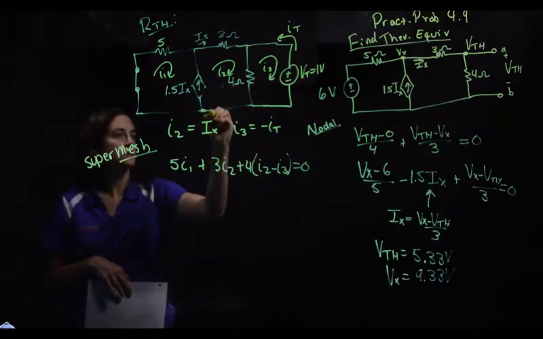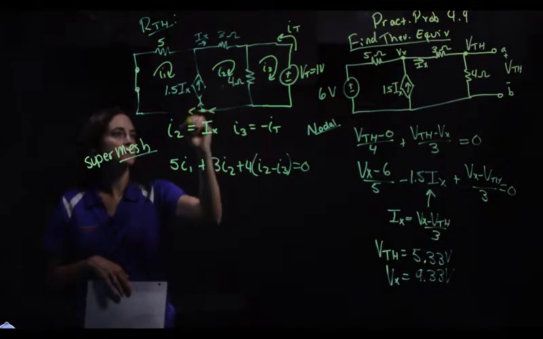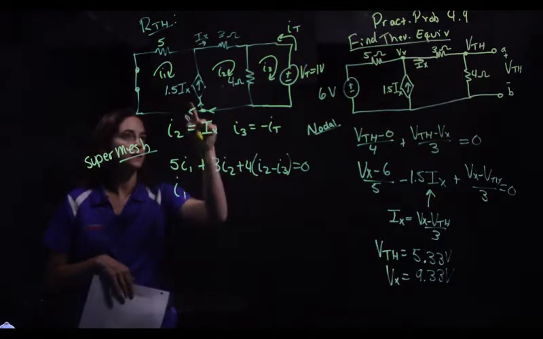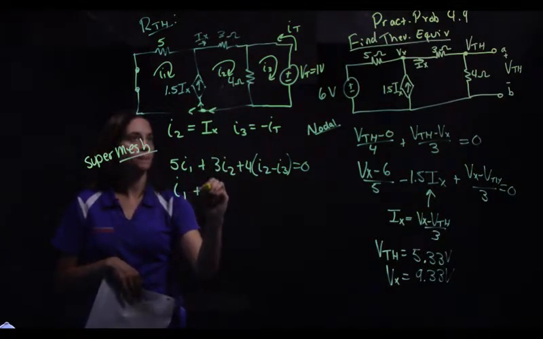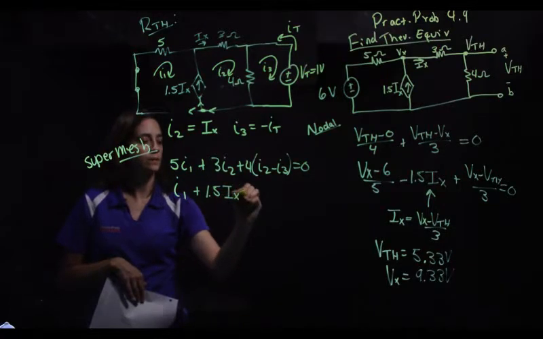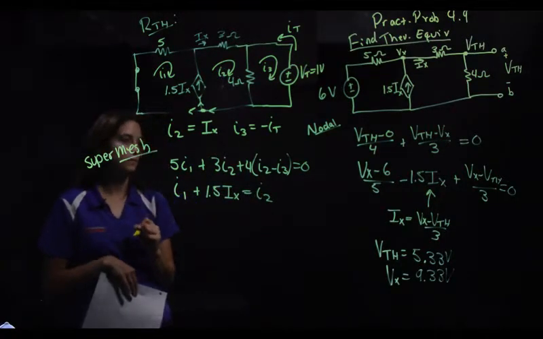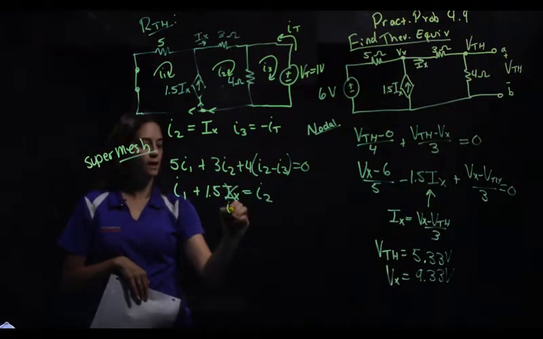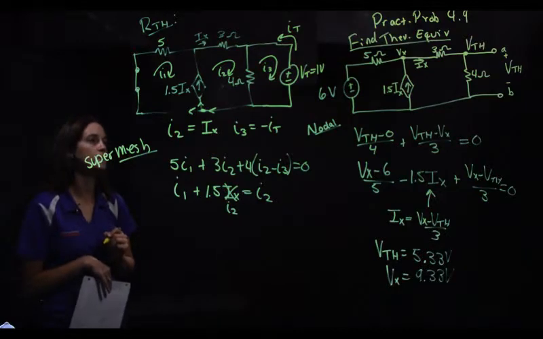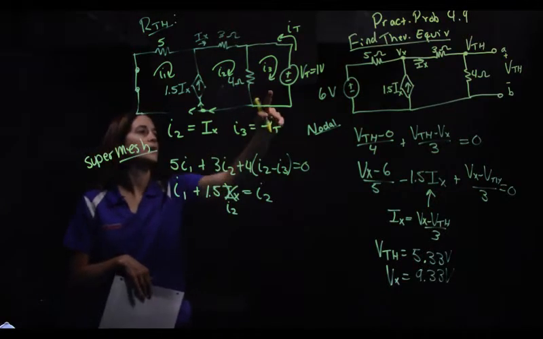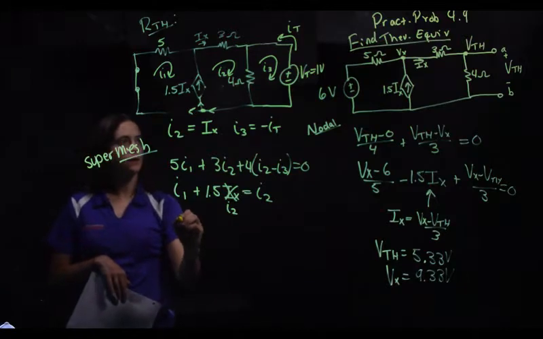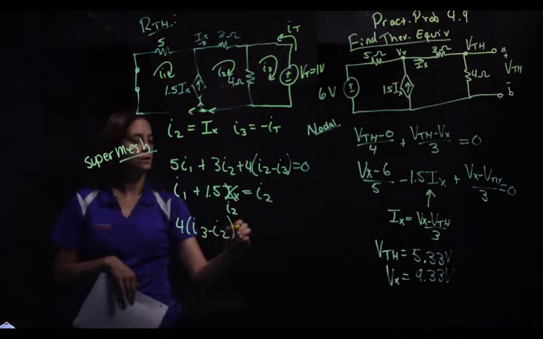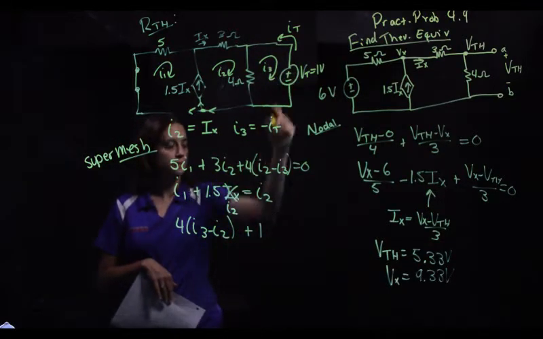I get my other equation looking at this node. I have I1 and Ix leaving, I2 entering. Again, Ix is I2, so I can replace that with I2. So there you go. There's my second equation. And over here in my I3 mesh, I have 4 times I3 minus I2 plus 1 equals 0.